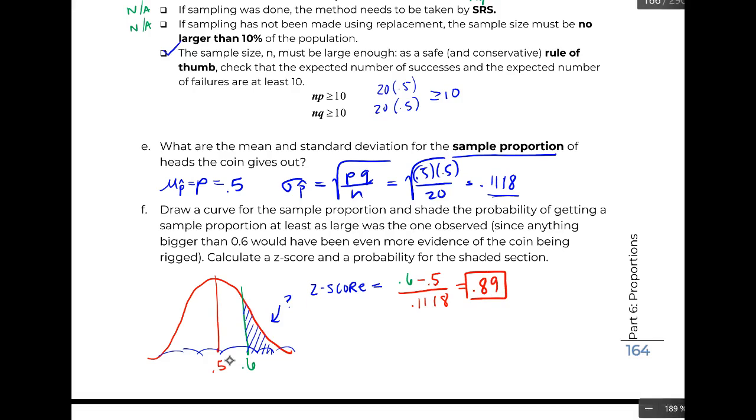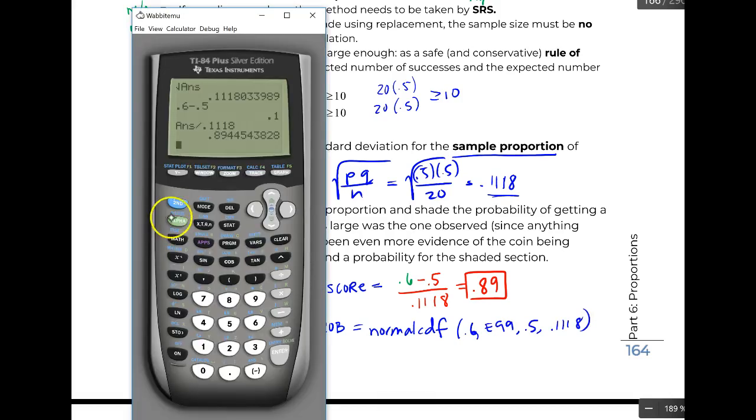And we could also figure out our probability, which you could use normal CDF for. 0.6, E99, 0.5, 0.1118. Oops. 0.1855.